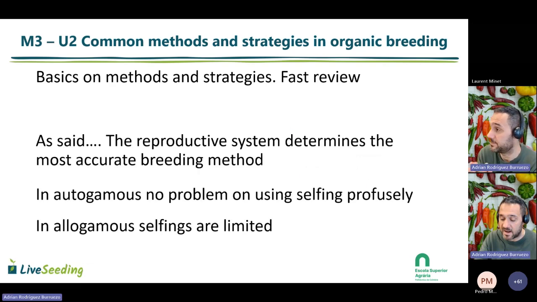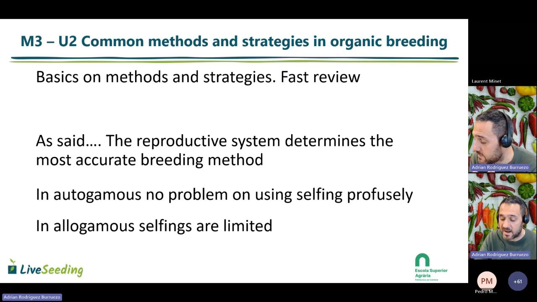And this is all from my side. As I said, the reproductive system, I repeat, determines the most accurate breeding method. I repeat, in autogamous, no problem on using selfing generation by generation, but in allogamous, selfings are limited.